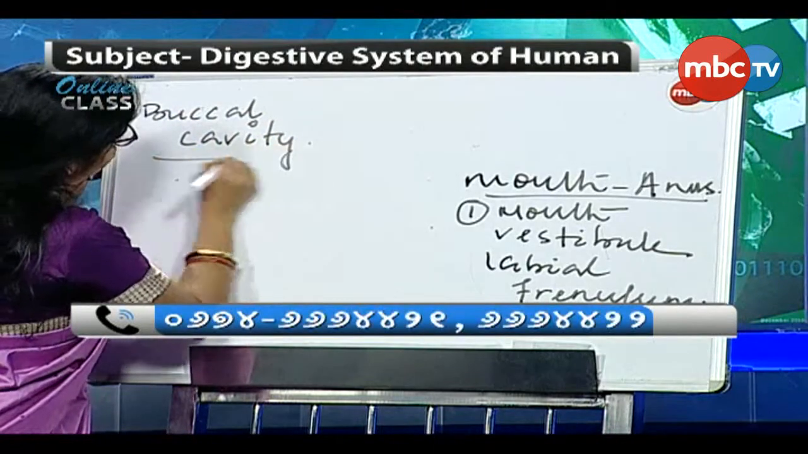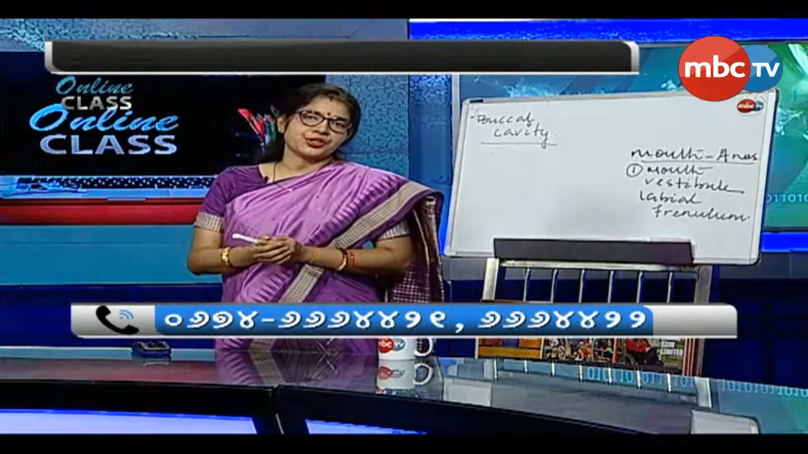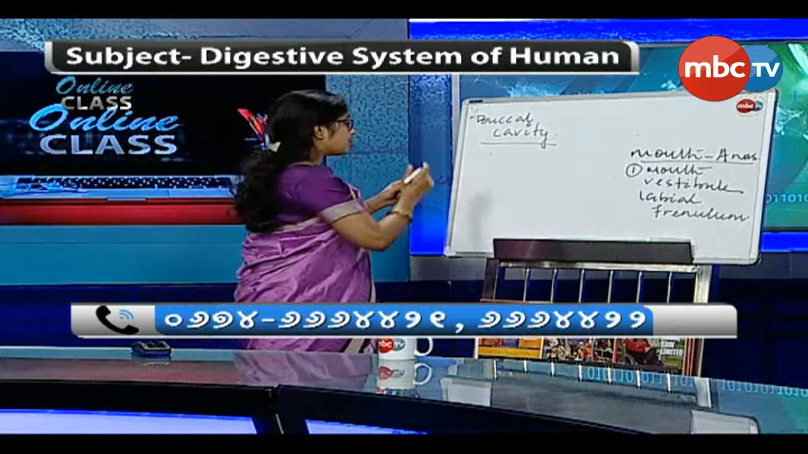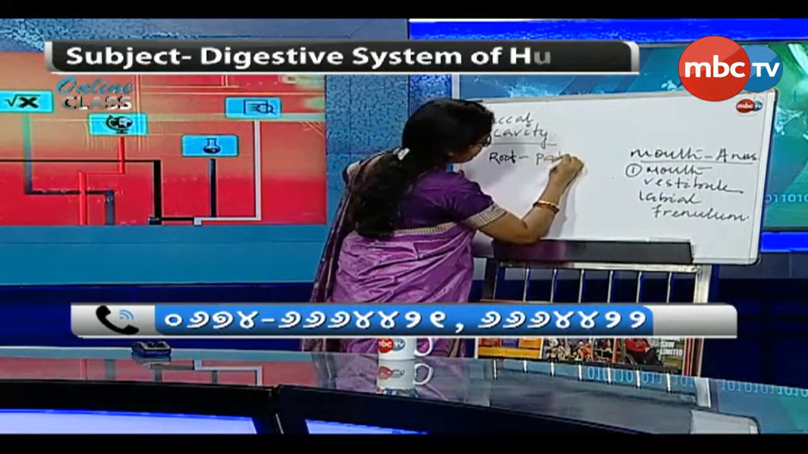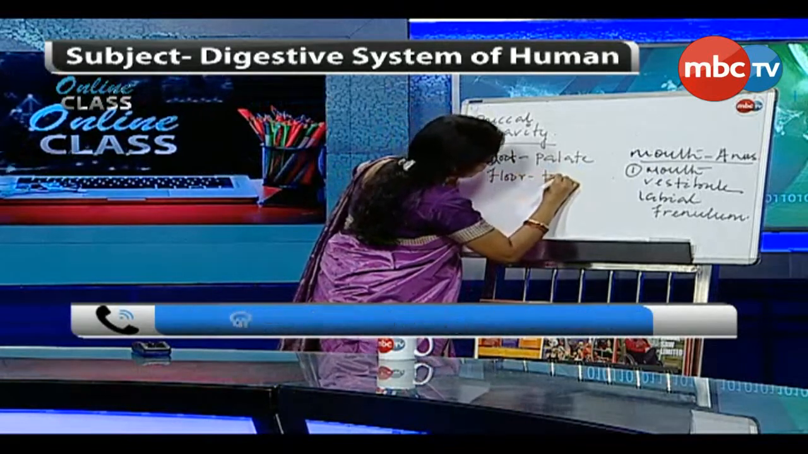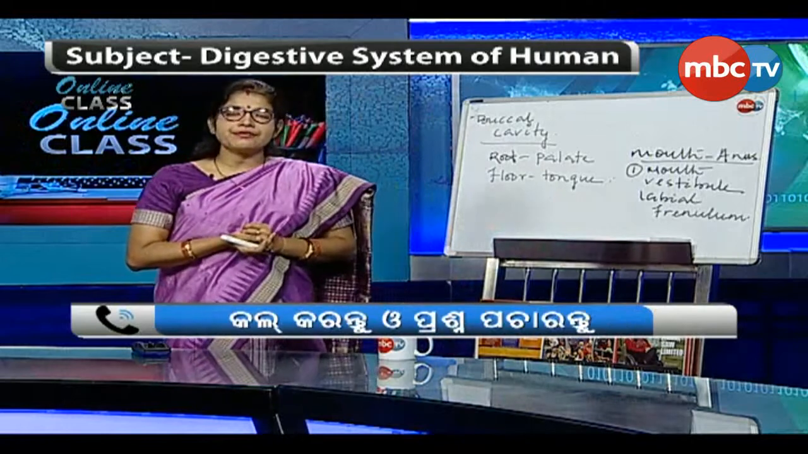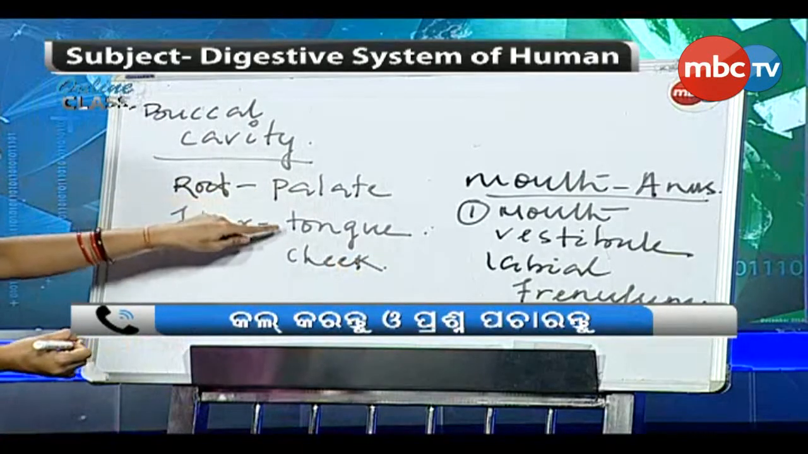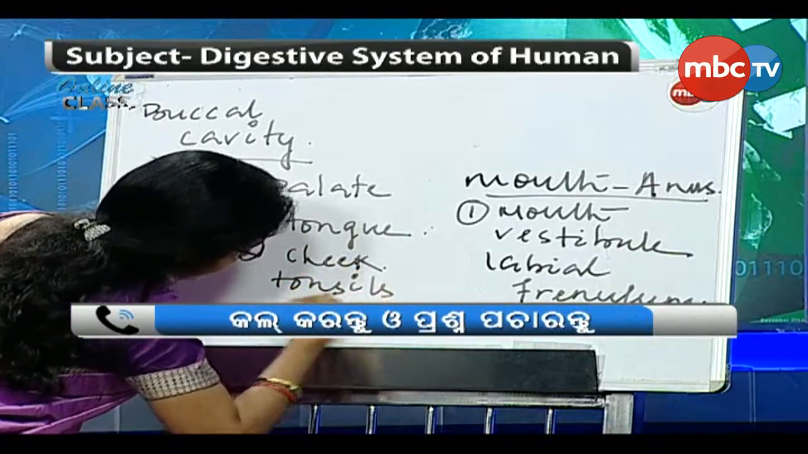Buccal cavity is the space which is enclosed by the mouth. The buccal cavity is formed by a number of structures. So, what are the structures which are present within the buccal cavity? First of all, the roof of the buccal cavity is formed by palate. Then the floor of the buccal cavity is formed by tongue. Along with that, the lateral walls of the buccal cavity are formed by cheek. And along with palate, tongue and cheek, there is also the presence of tonsils and teeth.